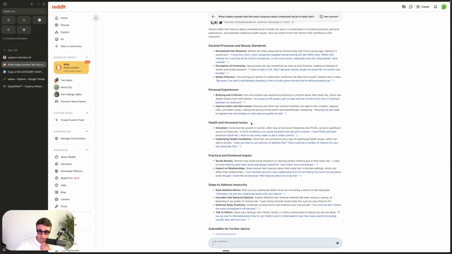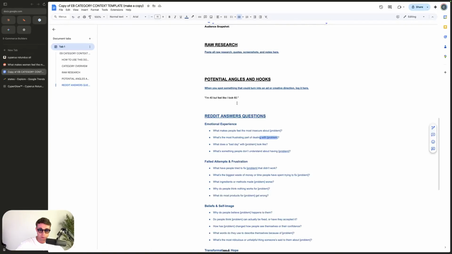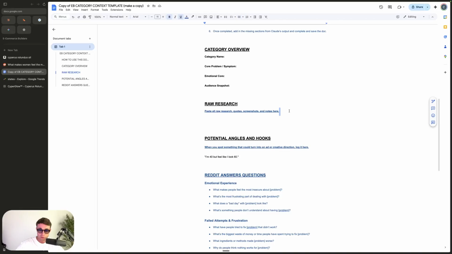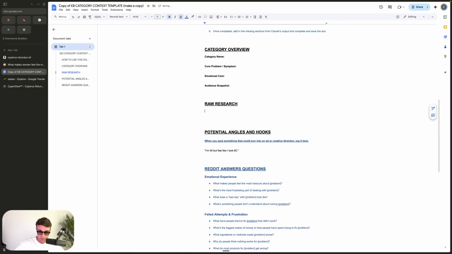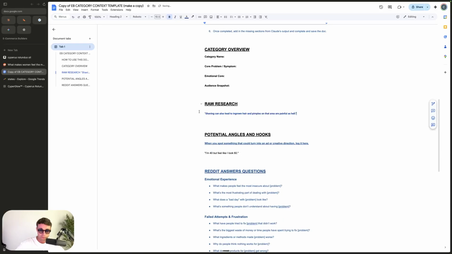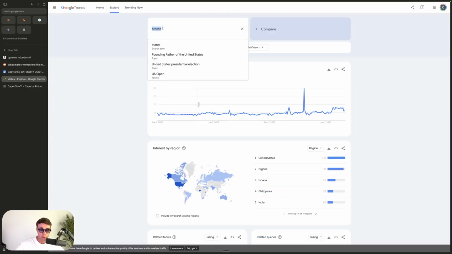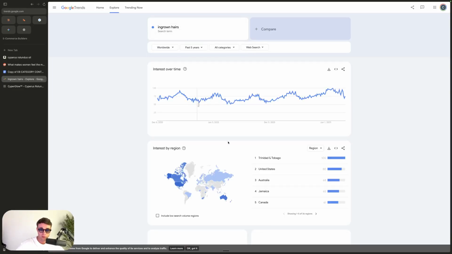So you can see ingrown hairs and skin issues. Shaving can also lead to ingrown hairs, and pimples on that area are painful as hell. So, I mean, this is definitely something that we want to put down into our raw research, because actually what we could use this for is ingrown hairs and pimples. That could actually be a potential angle that we run with, because you can see here, if we type in ingrown hairs, you can see that this is a good angle. It's got a big TAM, and there's a lot of search volume about this.